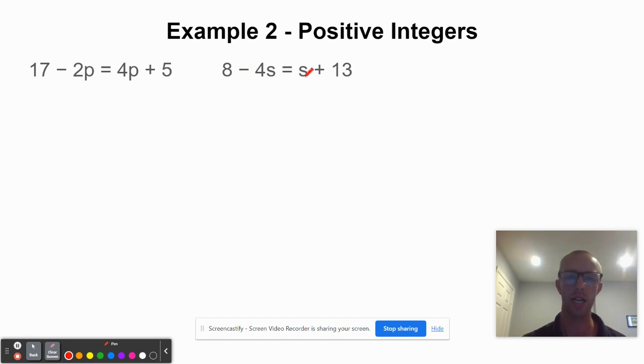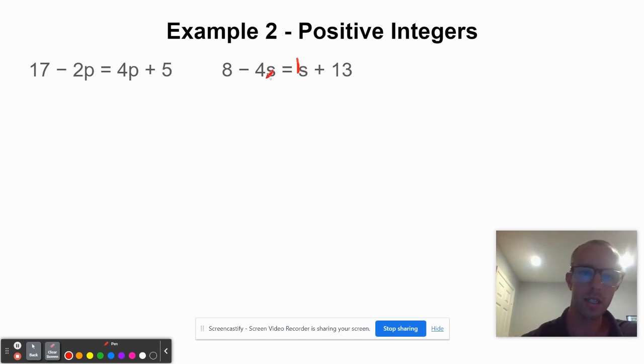8 minus 4s equals s plus 13. When I have a variable without a coefficient, this s has no coefficient, there's really an invisible 1 there. So that's really 1s. That's what this means, right? If you want to put the 1 there, if that's helpful, that's fine.